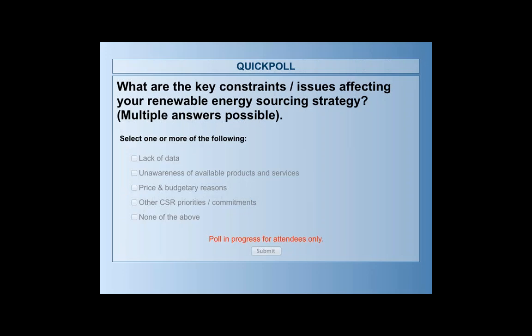I will go ahead and start with the first question, which is, what are the key constraints or issues affecting your renewable energy sourcing strategy? And here there are multiple answers possible. First would be lack of data, unawareness of available products and services, price or budgetary reasons, other CSR priorities, or none of the above. And I'll give you a moment to answer this question.